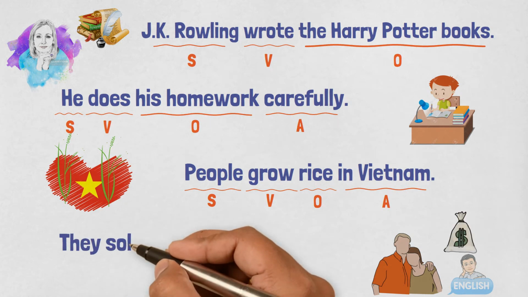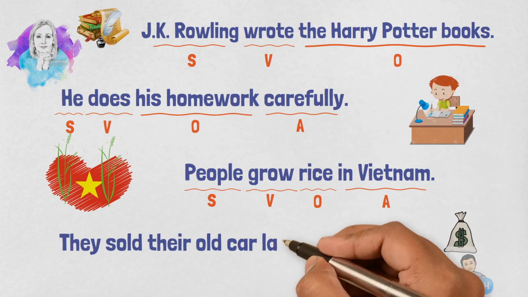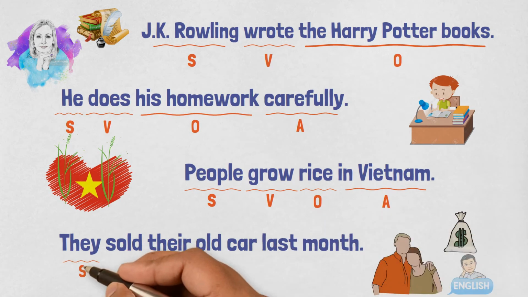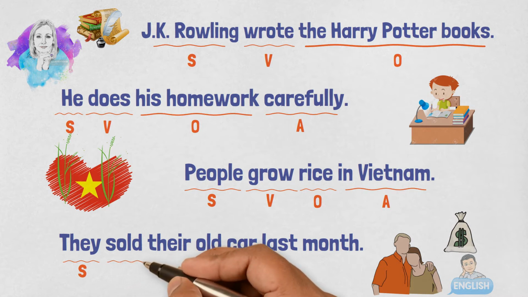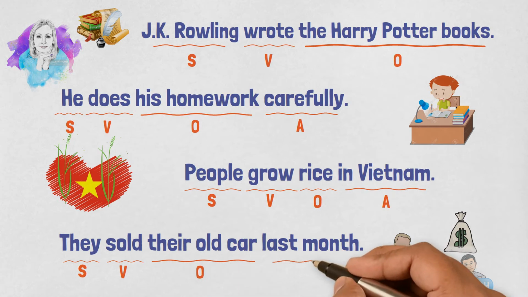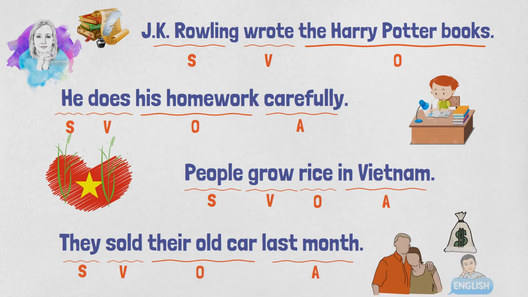They sold their old car last month, in which they is the subject, sold is the transitive verb, their car is the object, last month is the adverb of time.